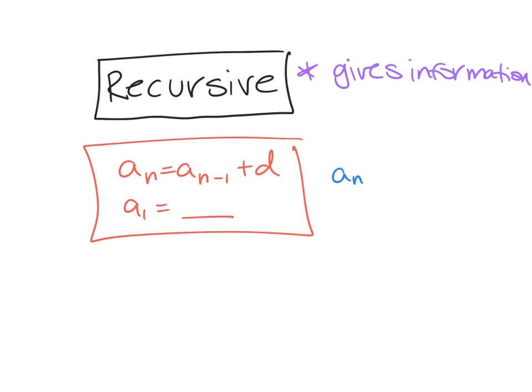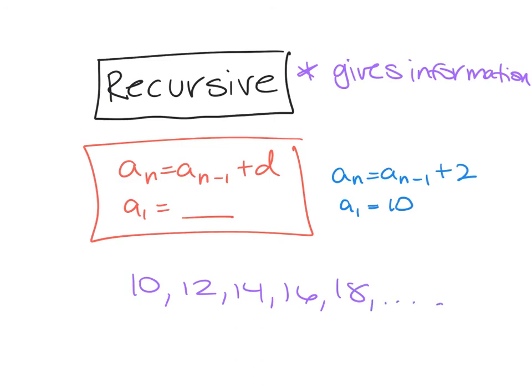So if I said A sub n equals A sub n minus 1 plus 2 and A sub 1 equals 10, this is telling me that I'm starting off with 10 and I'm adding 2 each time and so on. So you don't have to keep it going. But again, realize that the recursive formula just gives you information. Okay, it's giving you these two pieces of information that I'm highlighting here.